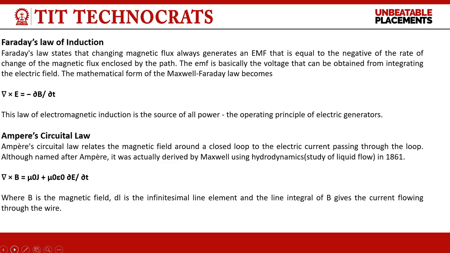Now the Ampere circuital law, which relates the magnetic field around a closed loop to the electric current passing through the loop. Although named after Ampere, it was actually derived by Maxwell using hydrodynamics, which is the study of liquid flow. Mathematically, we can express this as del cross B is equals to mu naught J plus mu naught epsilon naught del E by del t, where B is the magnetic field, dl is the infinitesimal line element, and the line integral of B gives the current flowing through the wire.